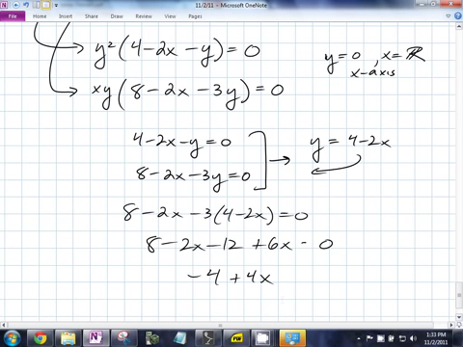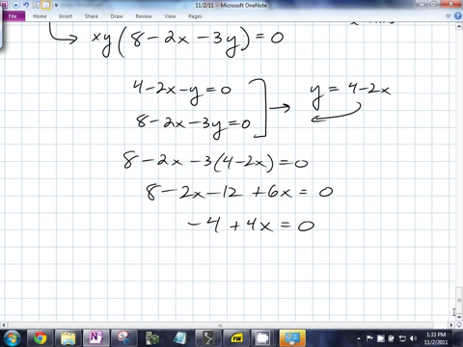Is that okay? So what does x equal? 1. So if x is equal to 1, what's y equal to? Because of this, you know it's equal to 2, right? So what do we have now?